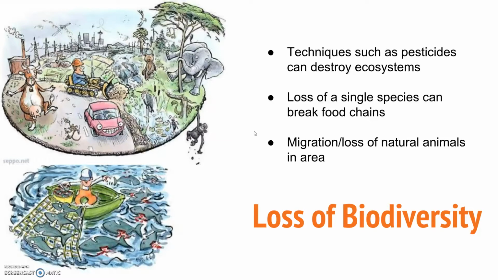Lastly, industrial agriculture results in a reduced biodiversity. Techniques that are used, such as using pesticides, can destroy ecosystems, possibly wiping out some species from the local area or causing them to migrate out of their native territory. The loss of such species can also break the food chain, further impacting the ecosystems. An example would be pollinators.